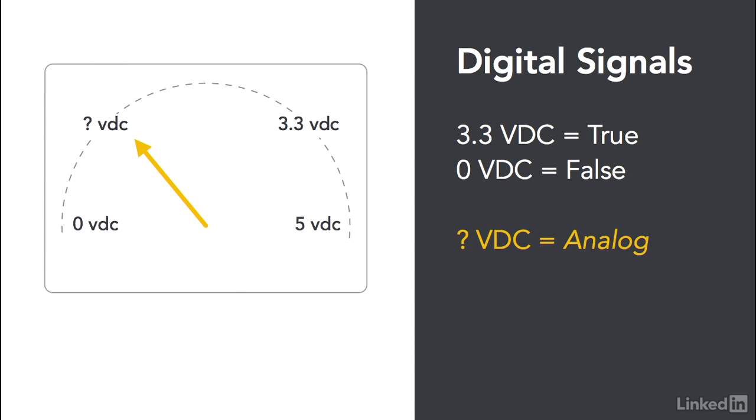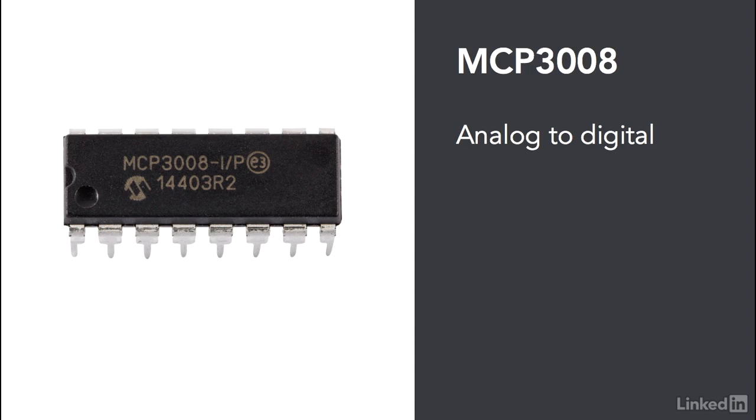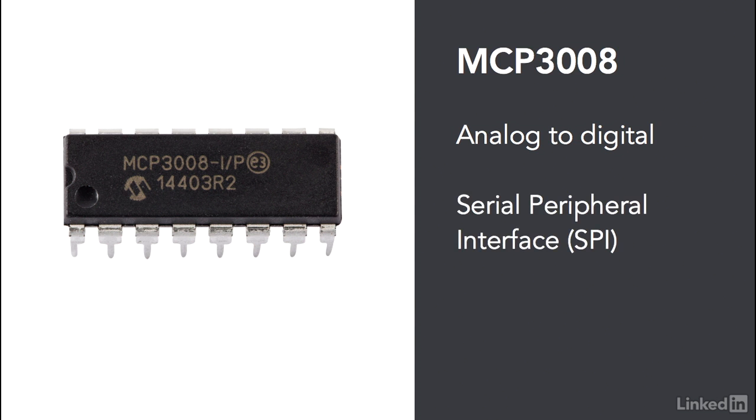This is known as an analog signal and is a problem because the Raspberry Pi doesn't have a way to directly read analog values. This requires the use of an analog to digital converter. There are many options, and in this case, I'm using an integrated circuit known as the MCP3008. This chip reads an input voltage and then sends it out through a serial peripheral interface. The Raspberry Pi has an SPI interface, and this is how I'll read that analog signal.